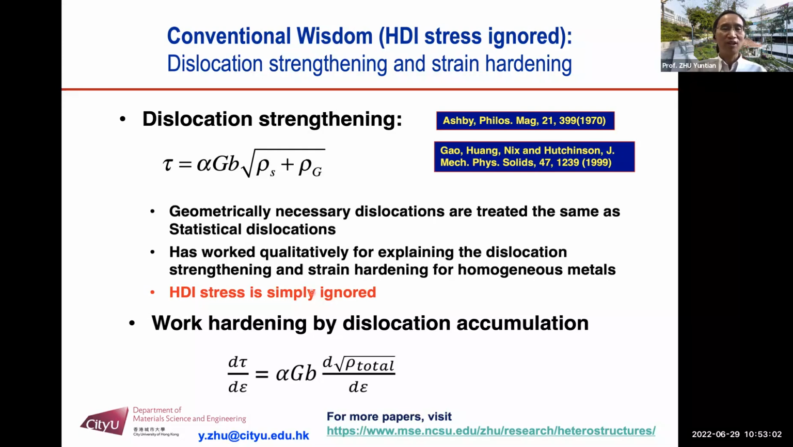And then the work hardening, you can see using that equation, work hardening is caused by what? By the total dislocation density increase, which means the work hardening is caused by dislocation accumulation. So we call that dislocation hardening.